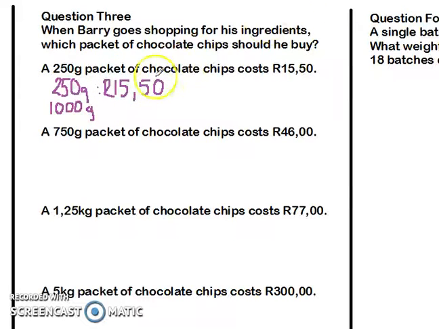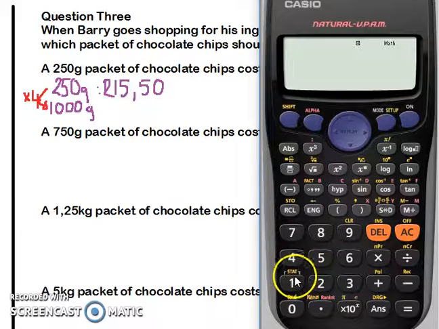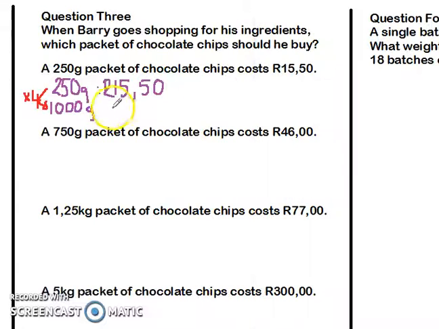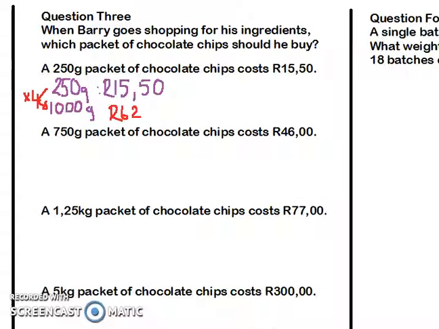What do we multiply 250 by to get to over there? We're multiplying by 4. I'm going to go back to my calculator and say 15.5 multiplied by 4 gives me a price of 62 rand per kilogram. Yep, exactly 62. The next one, 750 grams costs 46 rand.